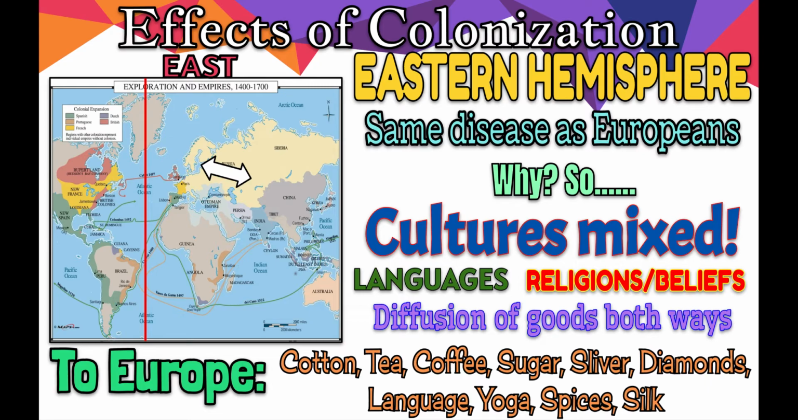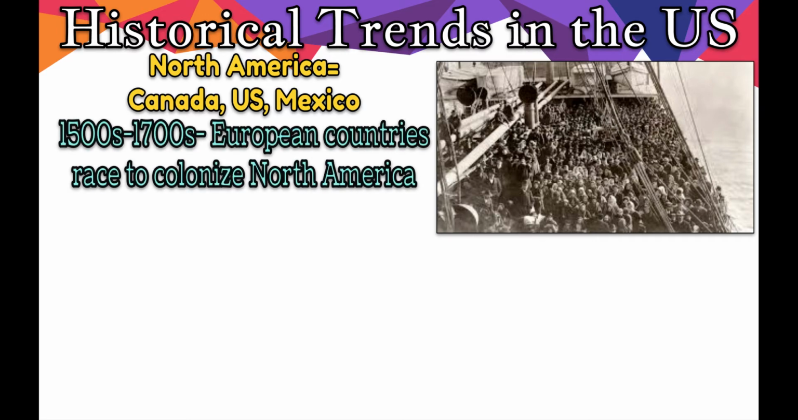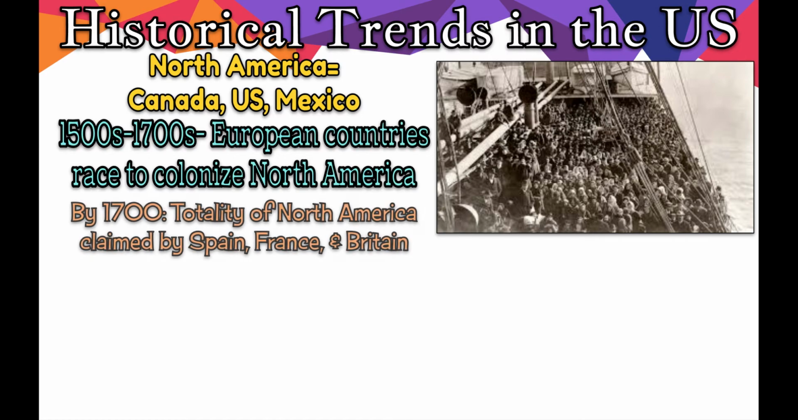Okay, so those are some of the effects of colonization. All right, so let's talk about historical trends in the U.S. Now, guys, remember whenever we talk about North America, we're talking about Canada, the U.S., and Mexico. That's it, okay? So in the 1500s and 1700s, during the age of exploration, the European countries are going to race to colonize North America. The three big ones are going to be the Spaniards, the British, and the French, okay?